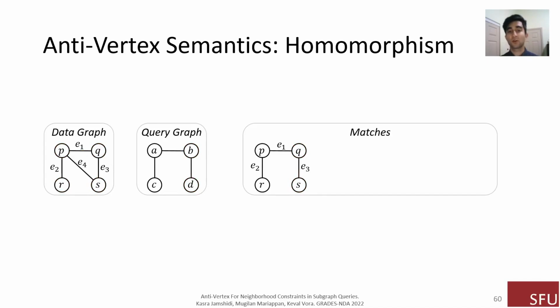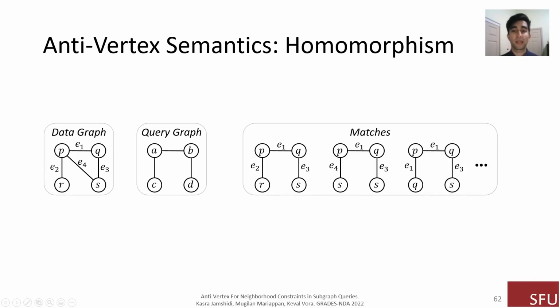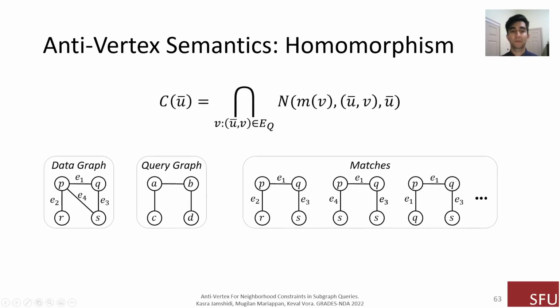Homomorphism semantics also allow vertices to repeat in a match, such as this match where both C and D are mapped to the data vertex S. Finally, edges are also allowed to repeat, like in this match where both AB and AC are mapped to E1. This translates to the following definition of C.